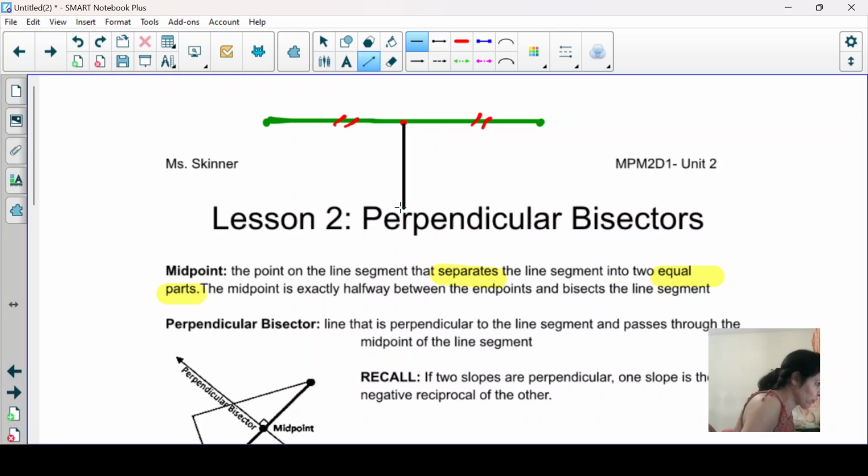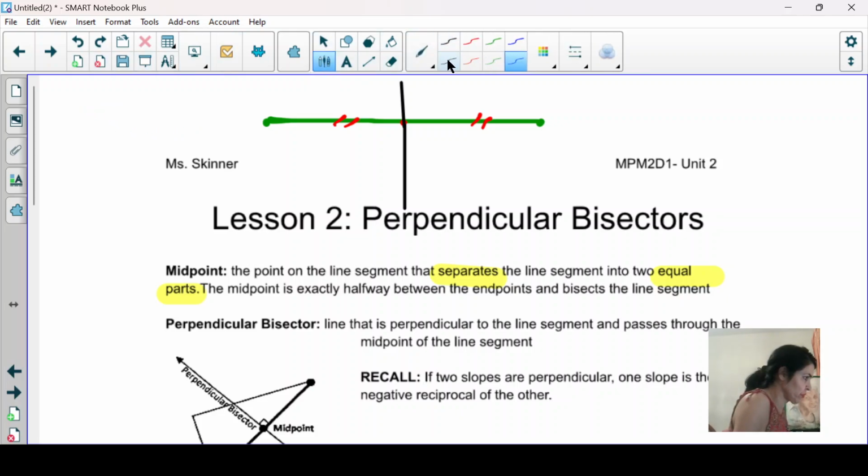It's perpendicular. Assume that this is perpendicular to the other line. So this angle is 90 degrees. This black line is the perpendicular bisector.